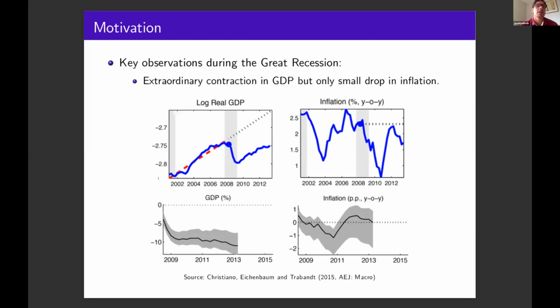The key observations during the Great Recession, or the global financial crisis, were an extraordinary contraction in GDP but only a very modest drop in inflation. As you can see from the lower left panel, GDP fell a persistent 10%, whereas inflation fell only modestly, maybe over some time by one percentage point. That's evidence based on the Christiane Eichenmann and Trabant paper in AEJ Macro. So it's a very small elasticity between the very persistent drop in output and the lower inflation rate in the US economy.